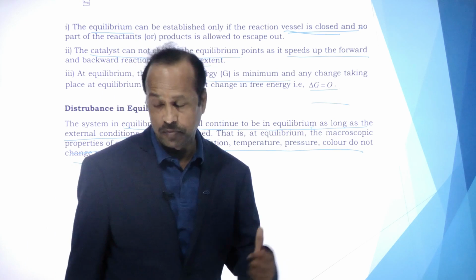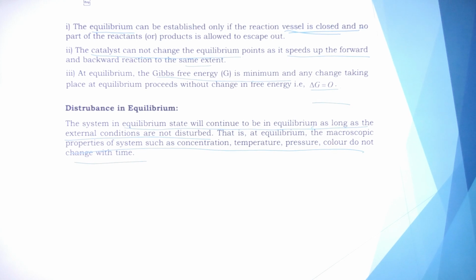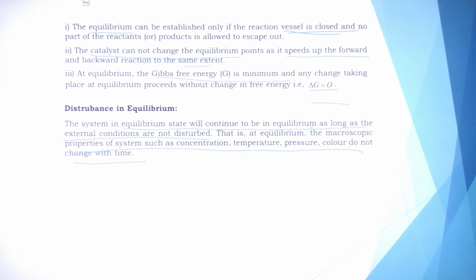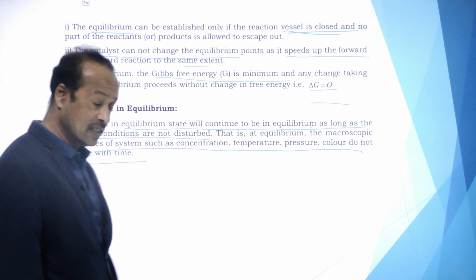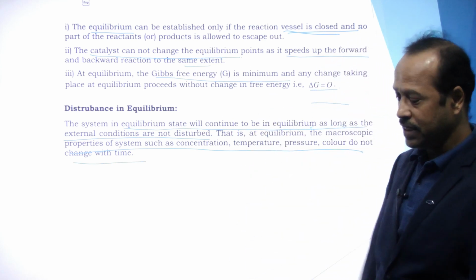Okay, so this is about the disturbance. You have to maintain a constant temperature, constant pressure, and constant concentration so that the reaction takes place, meaning the equilibrium will continue. If you change the external properties, then what happens? The equilibrium may get disturbed. Is this clear? So that is about the conditions and disturbance.